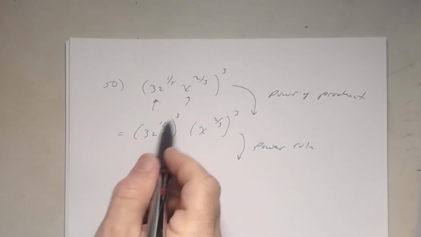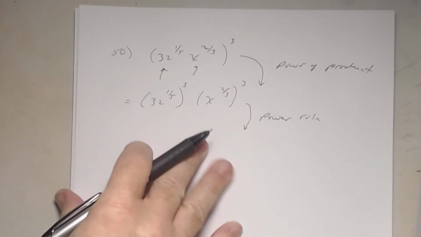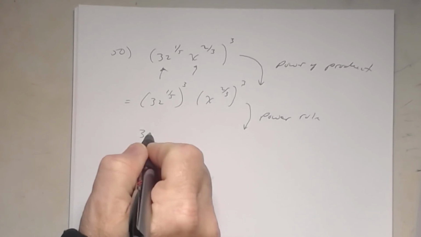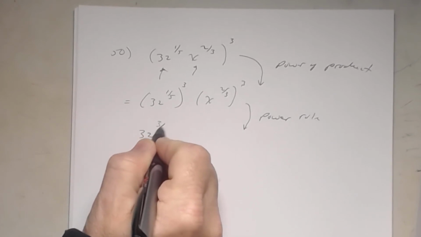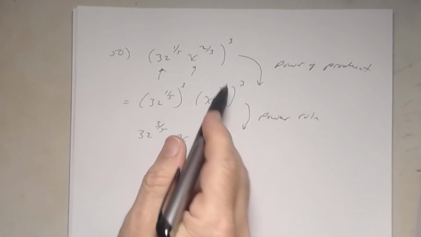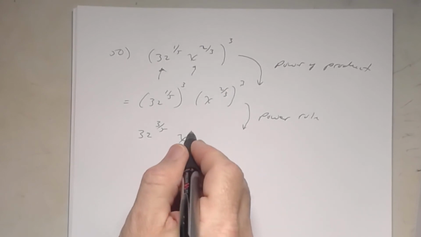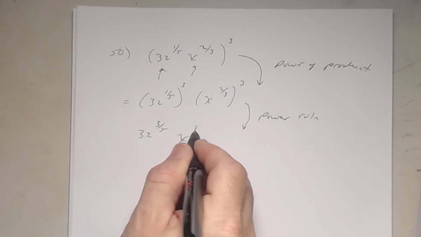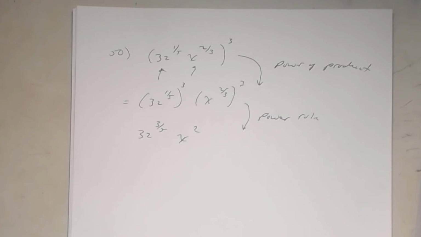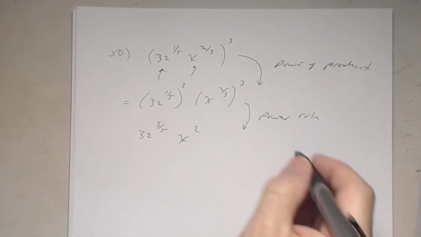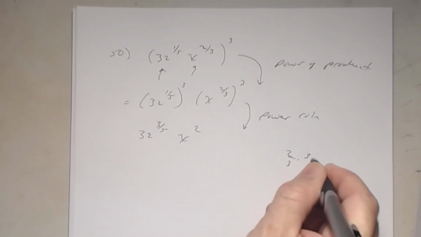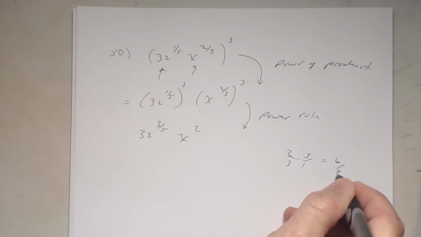So when you have a power to a power, you do what to those exponents? Multiply. 1/5 times 3, so it's 32 to what power? 3/5. And what's 2/3 times 3? 6/3, which is 2. Make sure you understand that it's just x squared. 2/3 times 3 over 1, right? 6/3, which is 2.